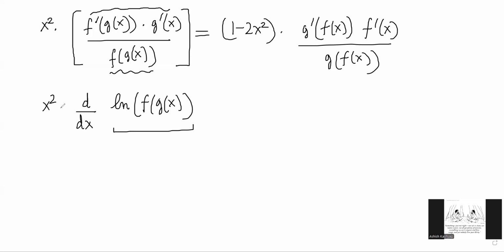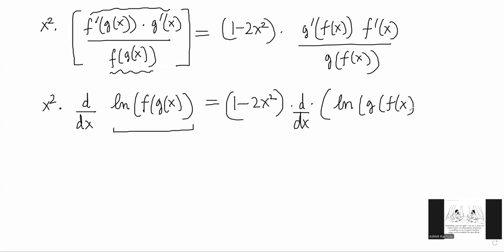So this is looking like this. x square into this is equal to 1 minus 2x square into derivative. This is also derivative of ln of g of f of x, right? Because again, g of f of x is in the denominator, and on top you have g dash f of x and f dash x. So this is my first result. I have simplified my expression and made it look much better, right?